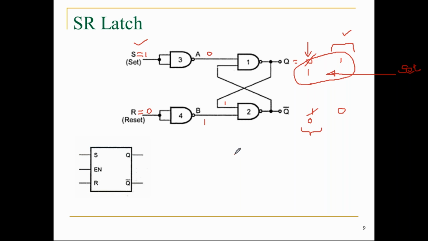Therefore, our truth table of the SR flip-flop is like this. This is the S input, R input, Q and Q bar. If it is 0 0, what? 0 1, what? 1 0, what? 1 1, what? Okay. 0 0 means no change. 0 1 means reset. 1 0 means set.